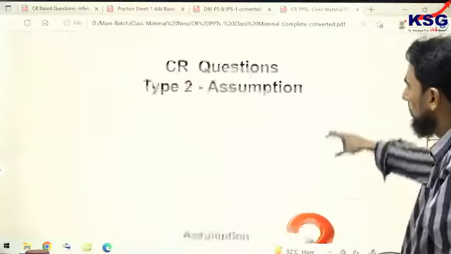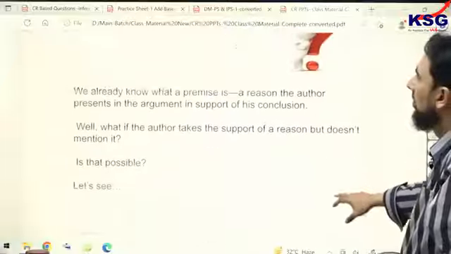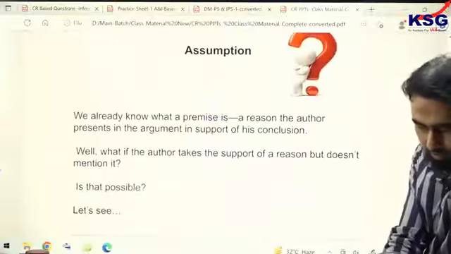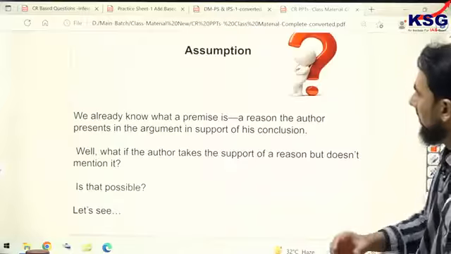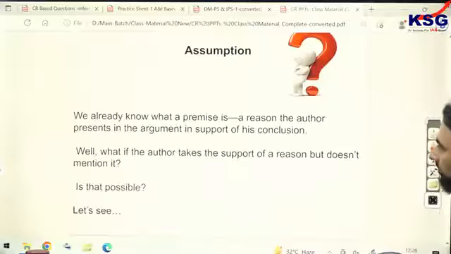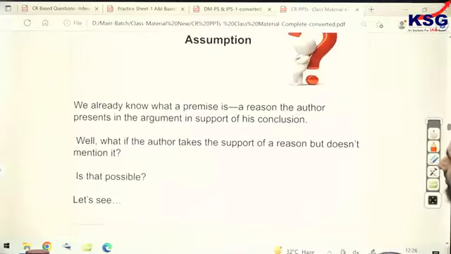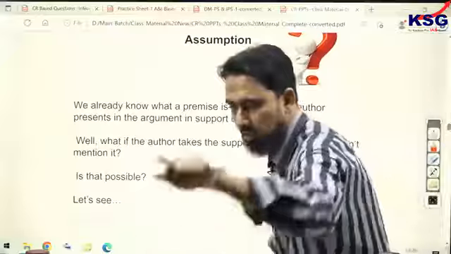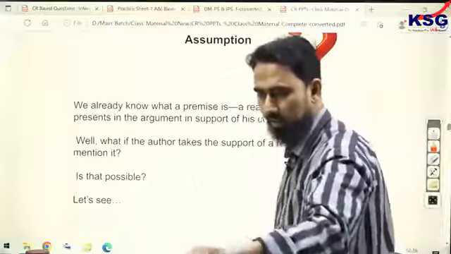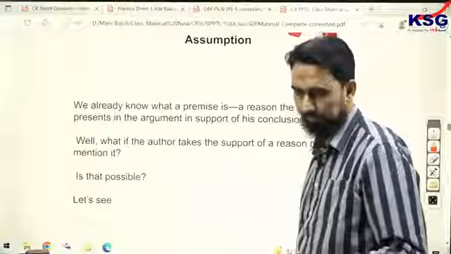The questions of assumption, supposed to read it. So is it possible that an author uses a premise but does not write it? Yes, very much possible.